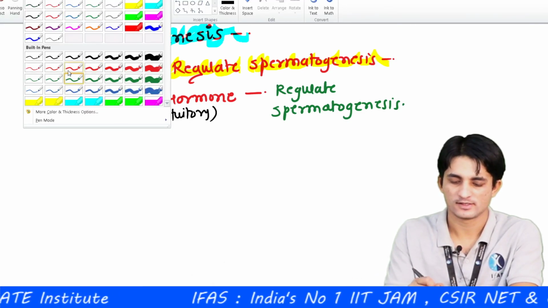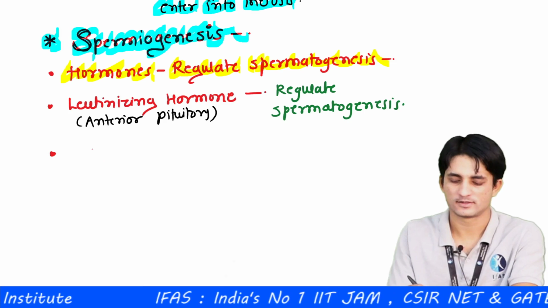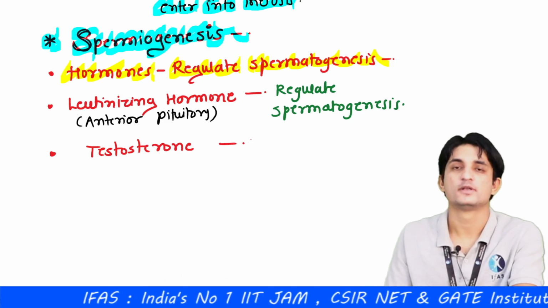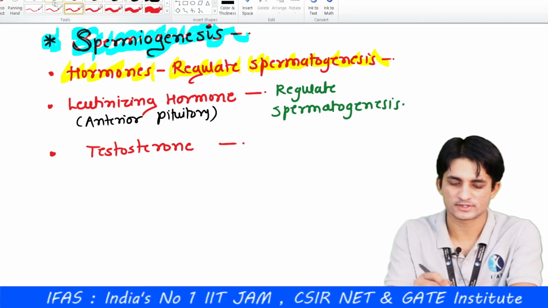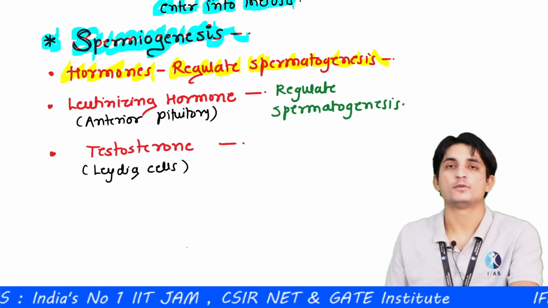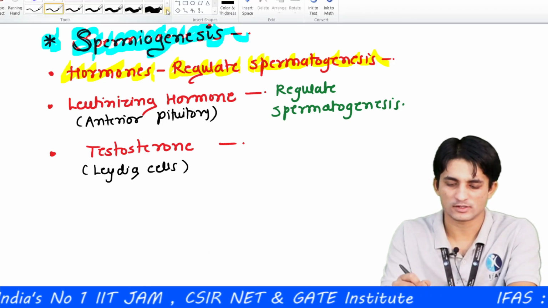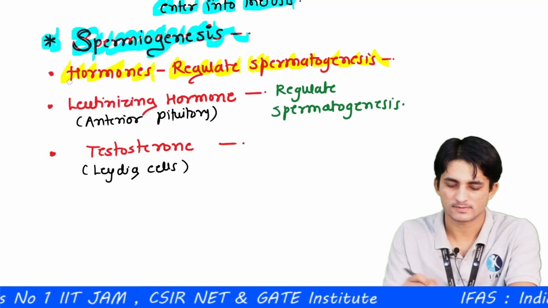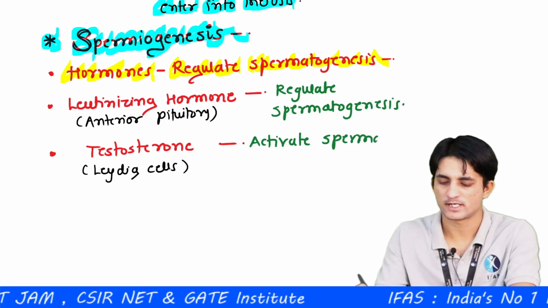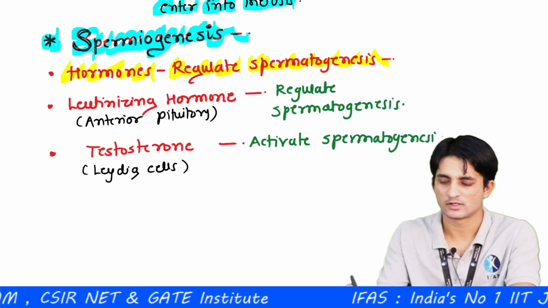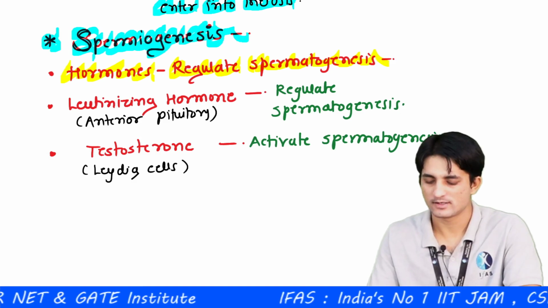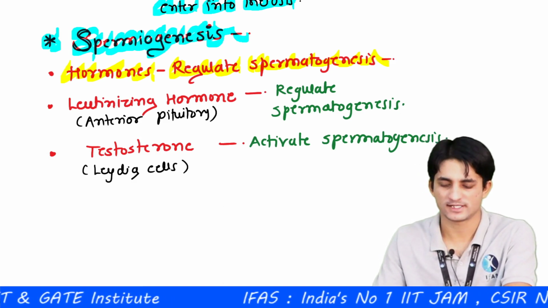Then second, there is the role of the testosterone hormone. Testosterone, which is produced by the Leydig cells of the testis, activates the spermatogenesis. So the major hormone which activates the spermatogenesis, or is responsible for the spermatogenesis, is testosterone.